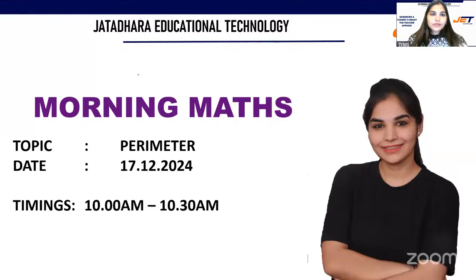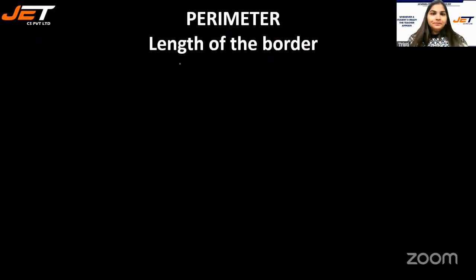So the topic that we are going to cover today is perimeter. Let's see, what is perimeter? Perimeter is the boundary. You can also say the length of the border. That is what we call perimeter.